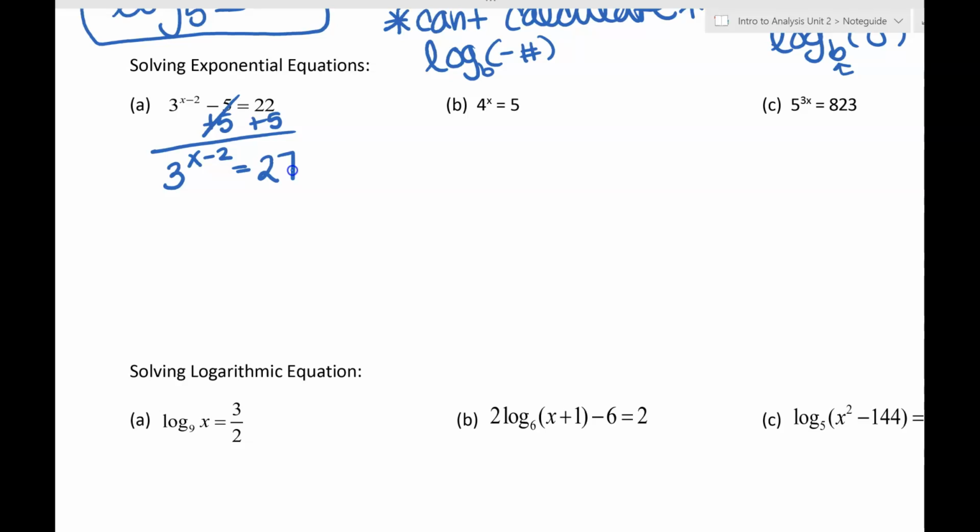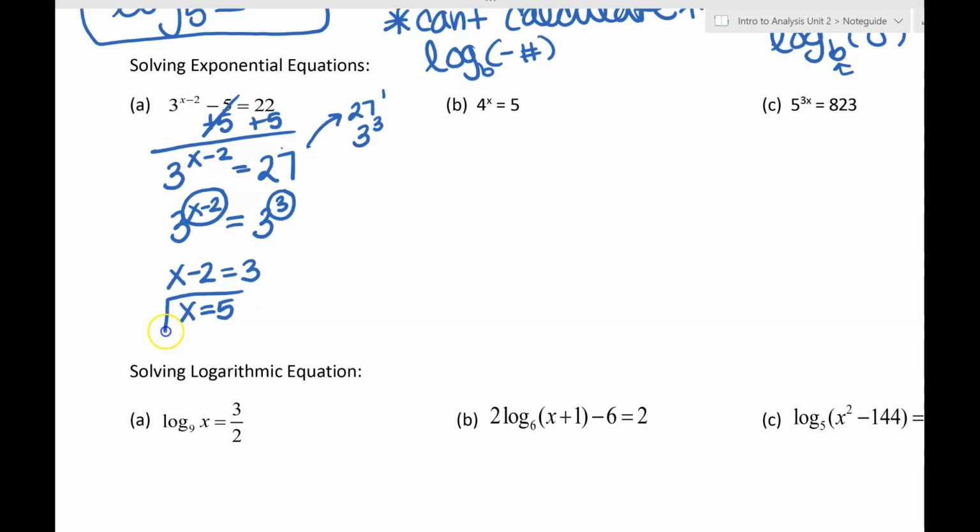First, is there any way in part A for me to set them equal? Only if they're using the same base. The way they look right now, no, but I know that 27 can either be thought of as 27 to the first power or 3 to the third power. So if I rewrite 27 as 3 to the third power, I now have powers of 3 on each side, and now I can use the philosophy that I can just set those exponents equal to each other, and I can get that x is 5.